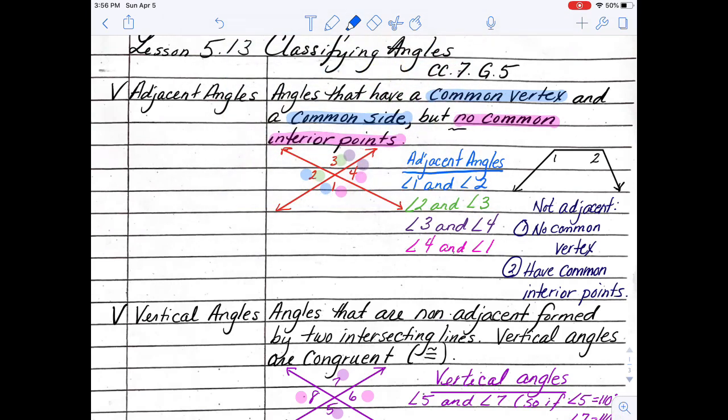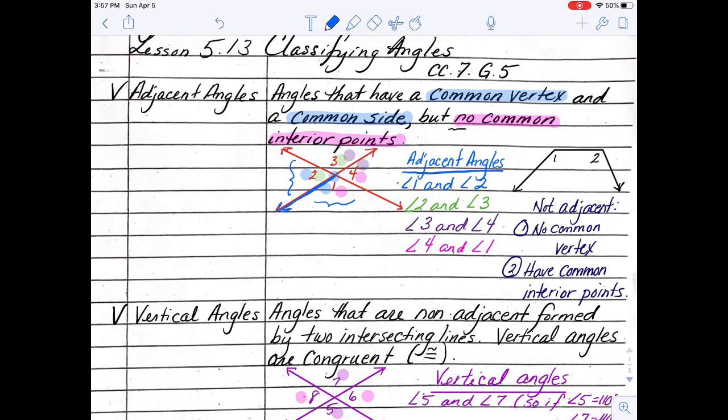If you look at these two lines that cross each other, I have 4 different angles. Angle 1 and angle 2 are adjacent angles because you can see they have a common vertex. They both have that point right there. They touch each other at that vertex. And they actually have a common side. That common side is right here. They share that one side of the angle. But notice all the points that are in here do not touch any of the points that are in here. There's no common interior points. So I'm showing you that angle 1 and 2 are adjacent.